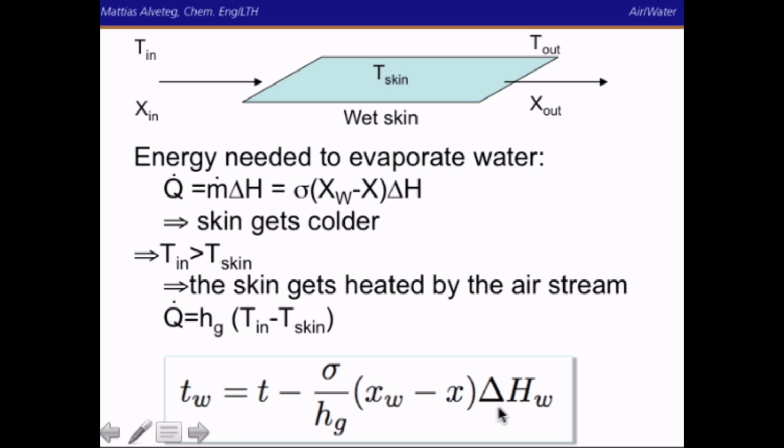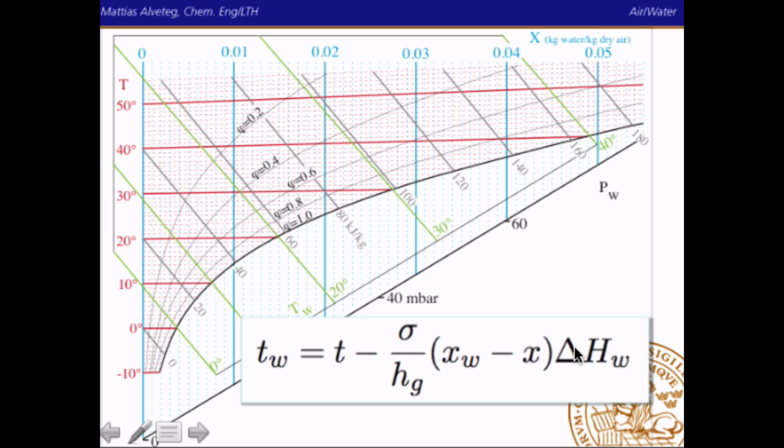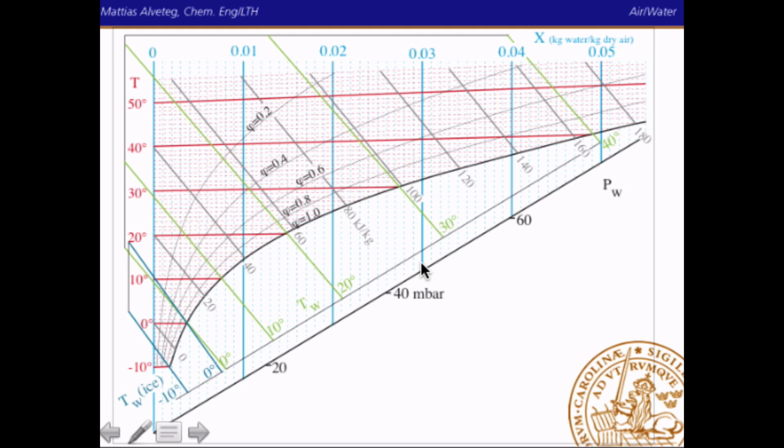And this is this balance here. Okay, you get a wet temperature, and those are these green lines here. And you can also get here, if you have ice instead on the thermometer, ice can also evaporate, but you get a slightly different slope here.